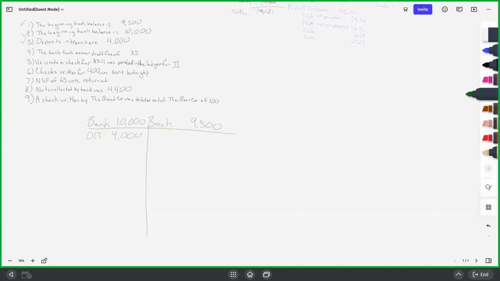Add. The bank took an overdraft fee of $35. So EFT, $35, or service charge, $35. Either one works. Do we add or subtract this in? Subtract.